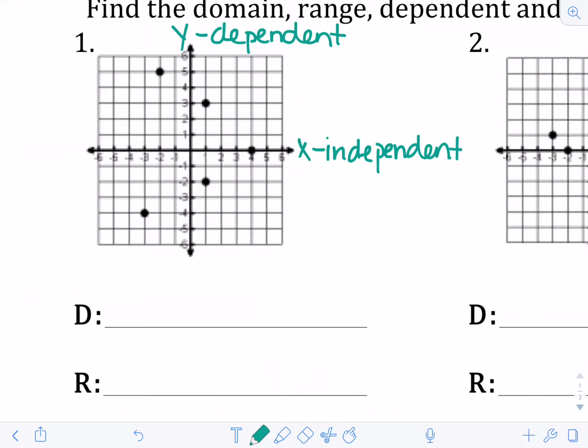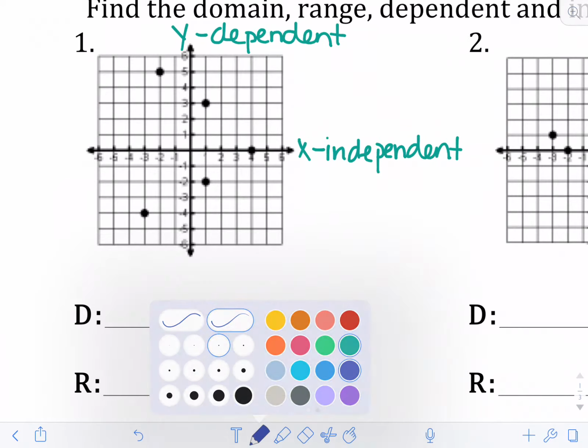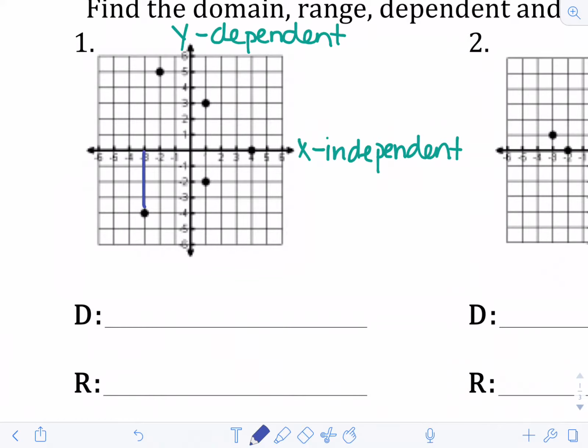All right, so domain. All domain are my x values. That's all it is. It's just your x values. Every point here has its x value. So the x value for this first one would be, and I do fancy little brackets, I'm just going to go in order, -3. The next x value would be -2. The next one would be 1, and I only write it down one time, even though it repeats. And the last one would be a 4.